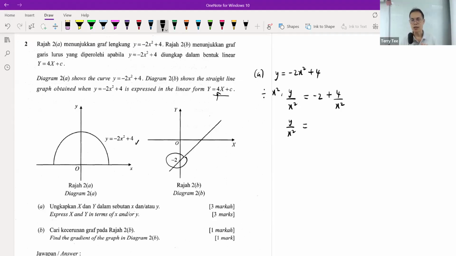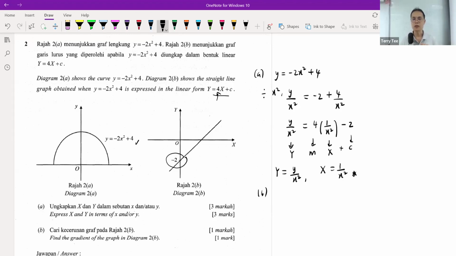So then I rearrange it. At the same time, I take out 4, left with 1 over x squared here, minus 2. So when you convert to linear form, this is your big Y, this is your gradient, this is your big X, and this is your C. Your y-intercept is negative 2, your gradient is 4. With that, I've already converted this to linear form. Actually, you can just stop here. You don't have to draw the arrow. What we need is to find your big Y. Your big Y is y over x squared. Your big X is 1 over x squared.